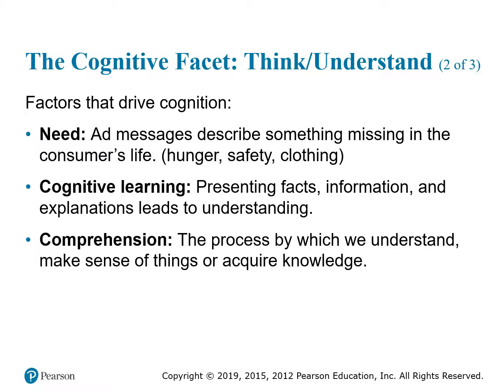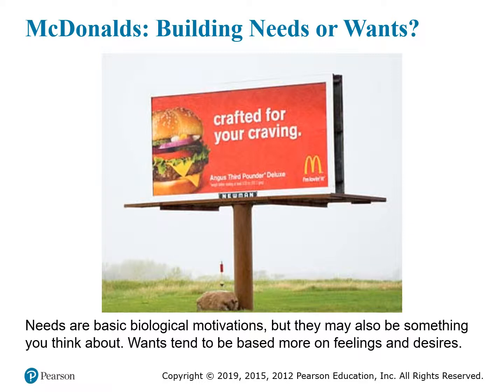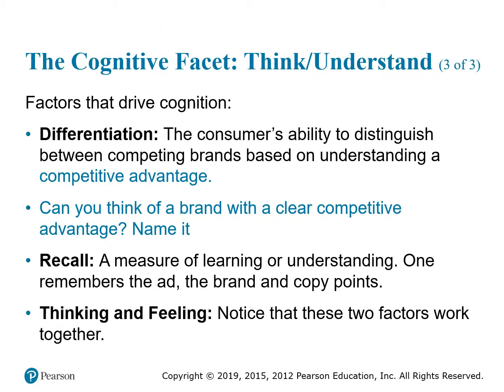the drug is, or what this particular car is, or a diamond, or something like a cruise, or some sort of travel. So they use a little more factual information so that we can comprehend and understand and acquire knowledge. McDonald's, they're building needs or wants here, crafted for your craving. This is an example of their Angus quarter pounder. They're connecting with our basic biological needs here of food and hunger.